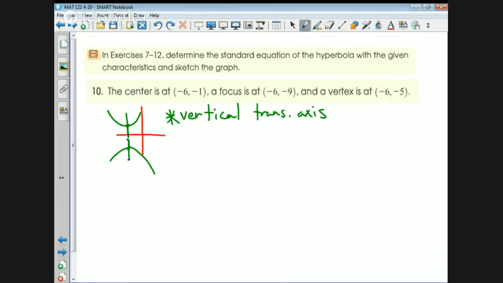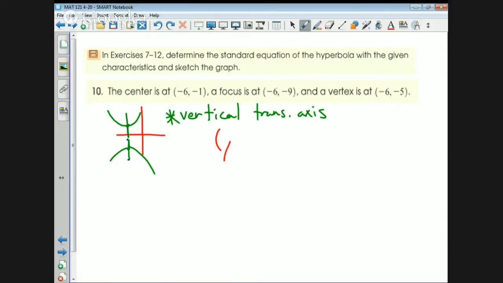And that's just coming from doing a quick sketch and the information that we should know about how vertices, foci, and centers are related to each other in a hyperbola. Okay, from there then, what other things can I get? Well, if I know it's a vertical transverse axis, I need to get a basic form in here.